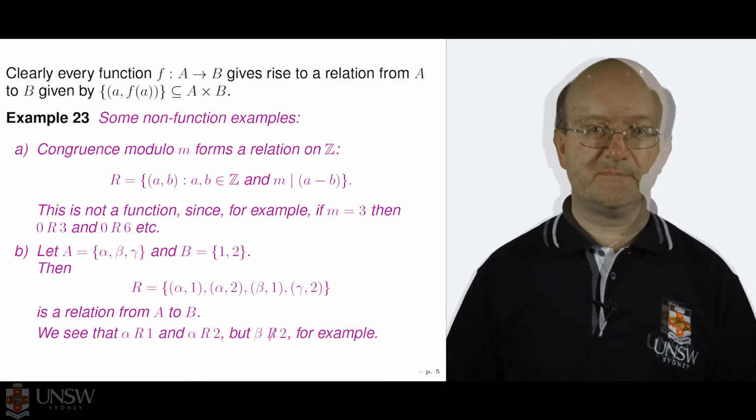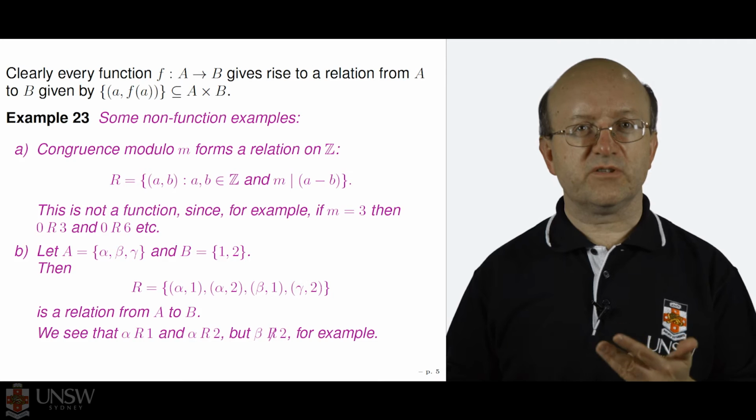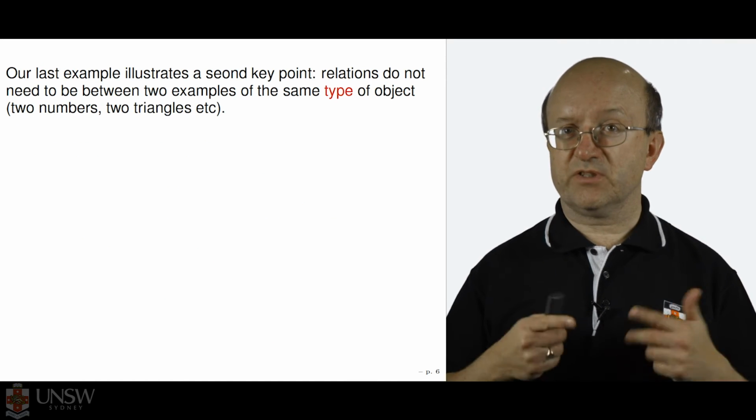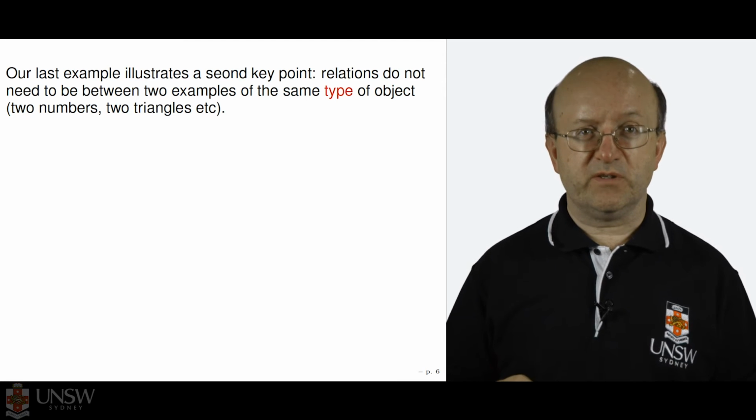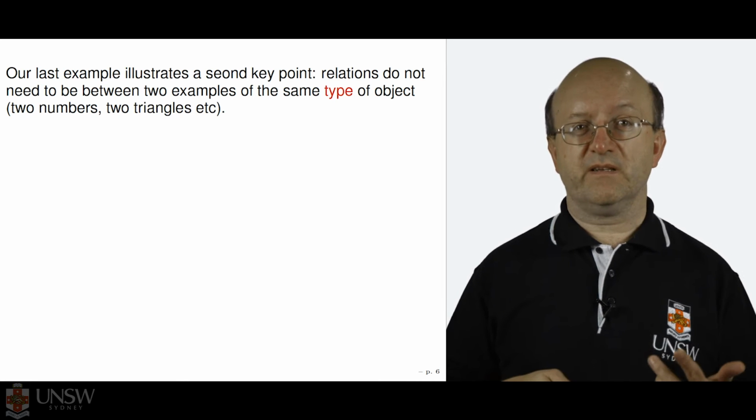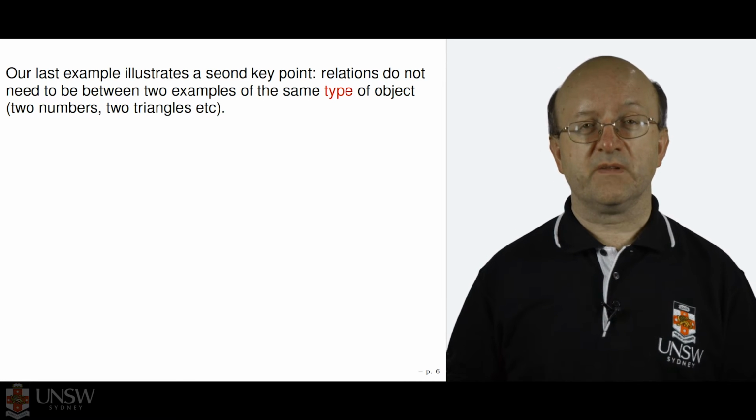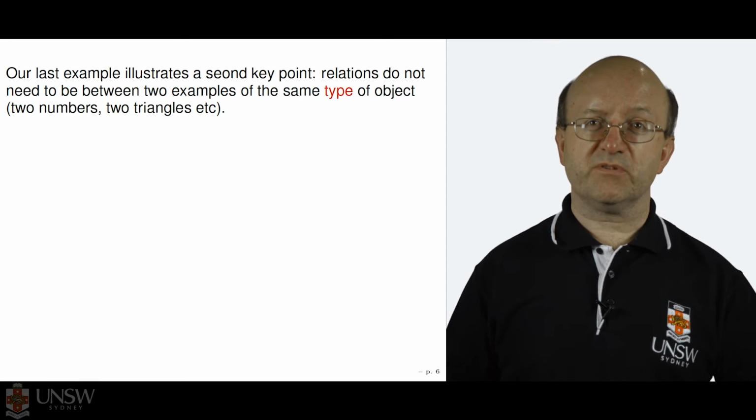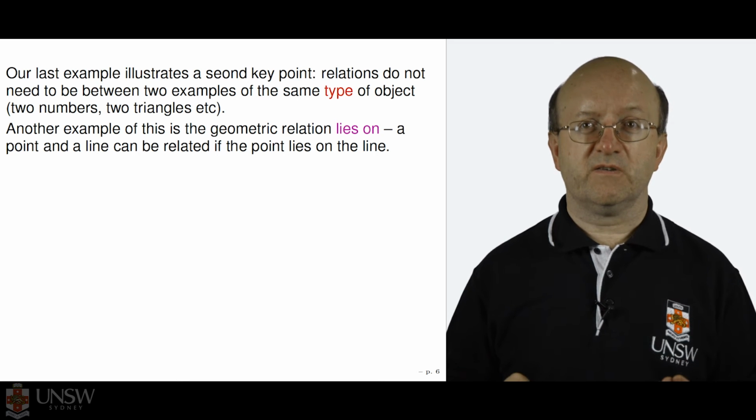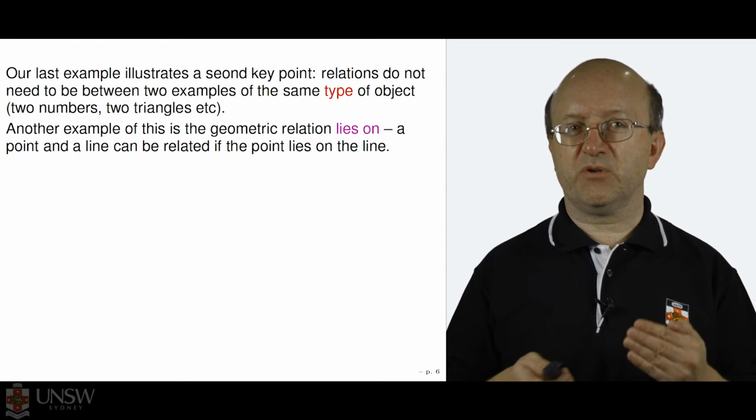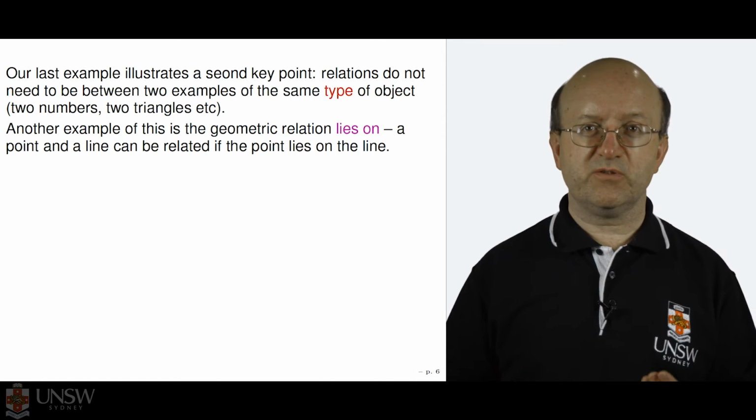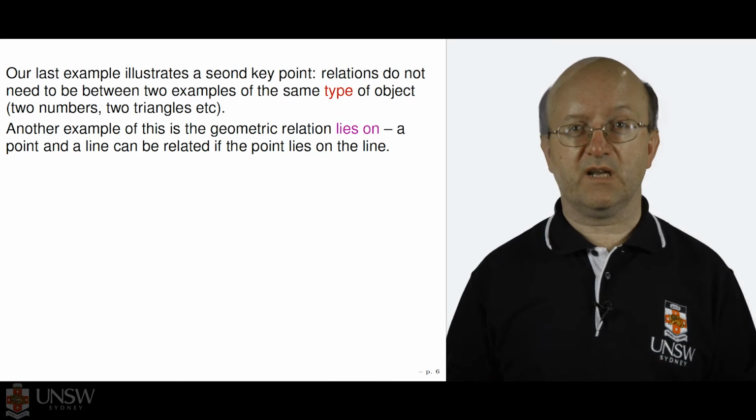Now, this last example illustrates something else that's important about relations. Relations do not need to be between two examples of the same type of object. It doesn't need to be between two types of numbers or two triangles or anything like that. We've just seen a relationship between Greek letters and integers. For other examples like this, let's look at the general geometric relation of "lies on". How do you define this? Well, you could say, for example, a point and a line are related if the point lies on the line. And that's between two completely different types of geometric object, a point and a line.